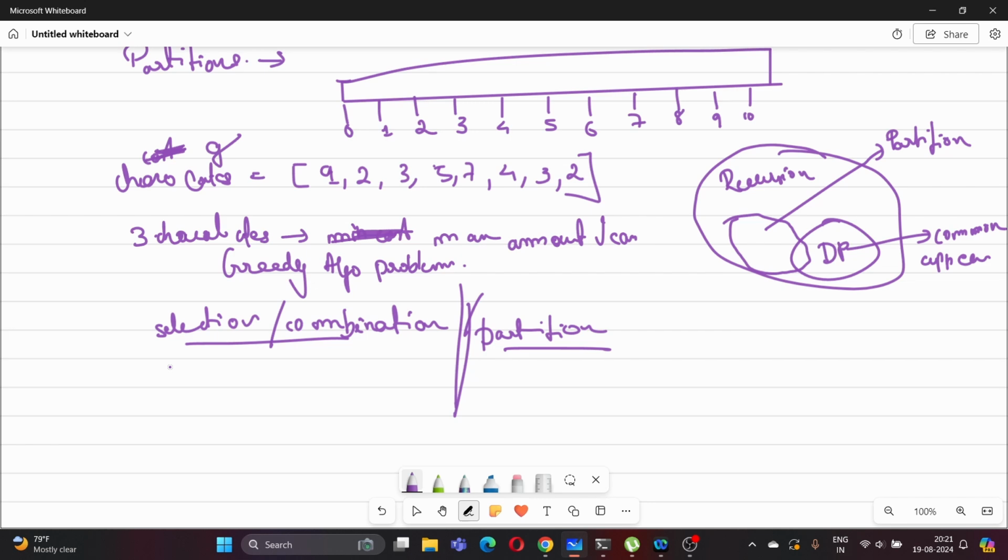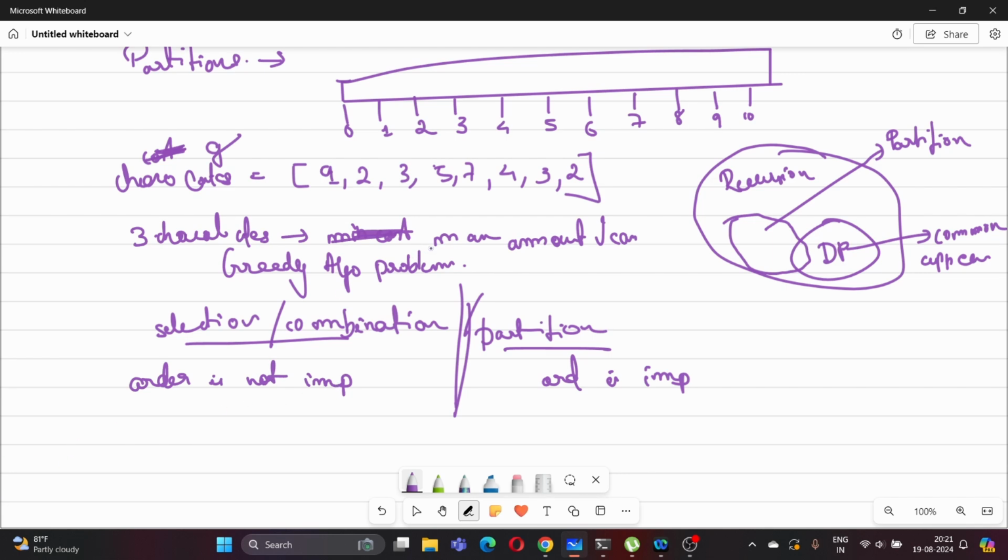Let's say, so selection, you may or you may not take. Order is not important, right? In partition, the major basic difference that I found was that order is important. Now let me explain how it works.